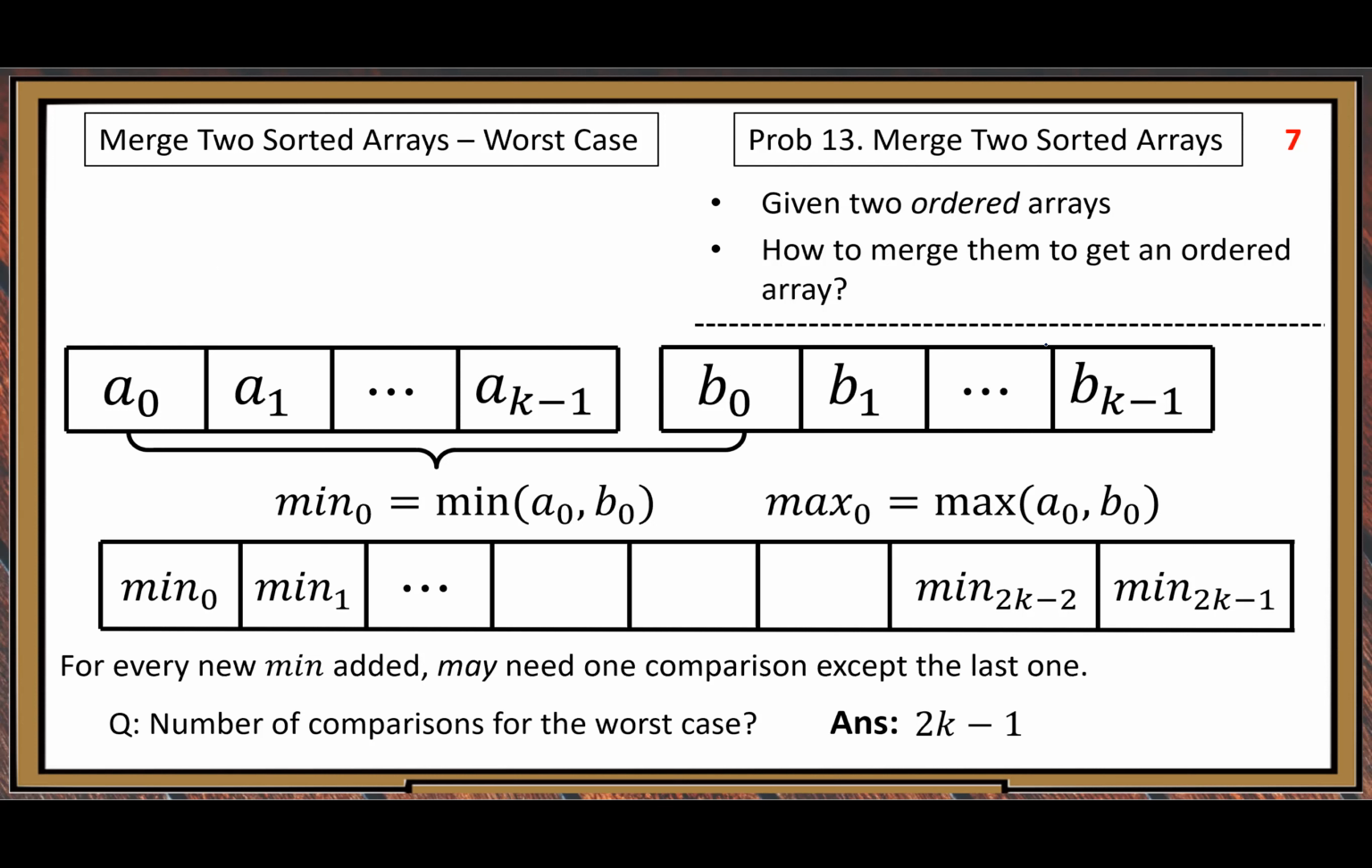Well, that's the worst case, not the best case. Okay, that's the worst case. The maximum number of comparisons we need to get two subarrays merged. Okay, yeah, all right.